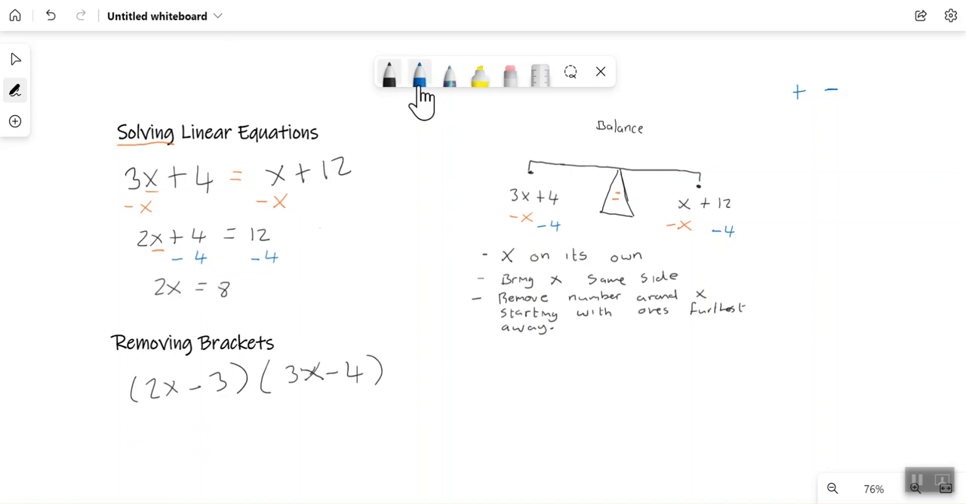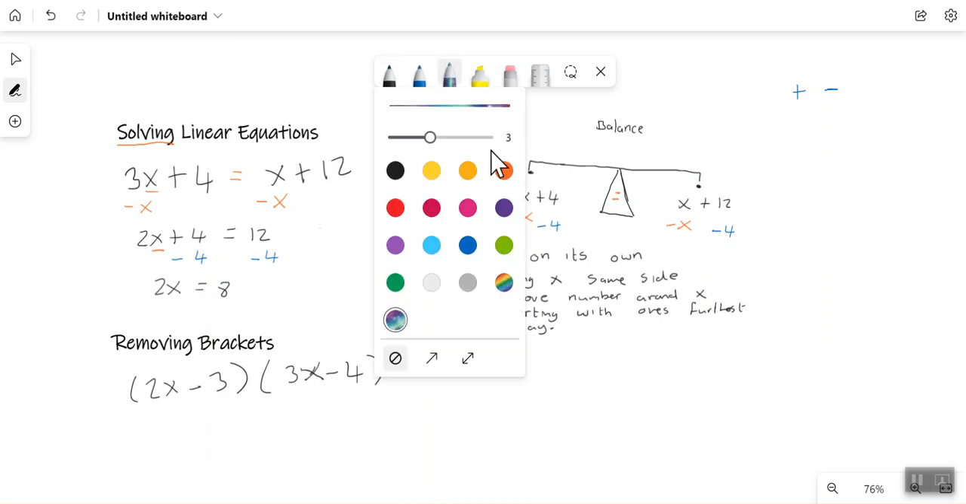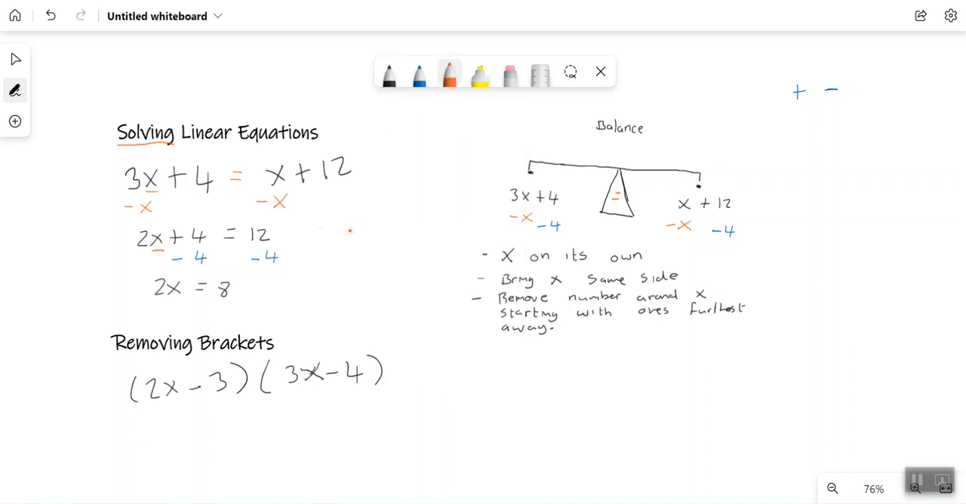So again, remember, what we're trying to do is get this x here on its own. So the next thing we do is we continue doing this. We start removing the numbers. So again, we move to the next number. The next number closest to x is 2.